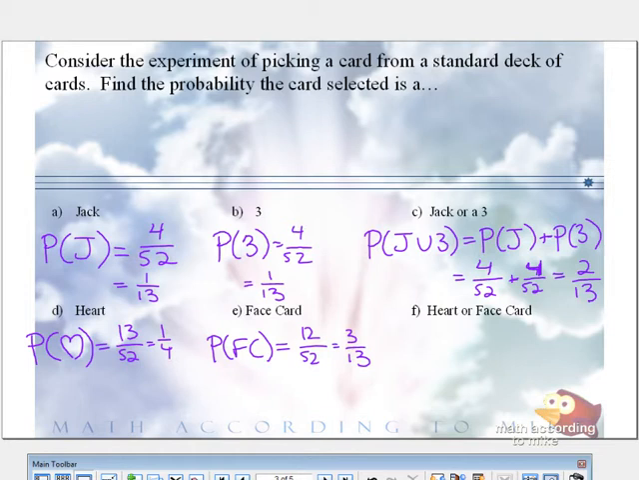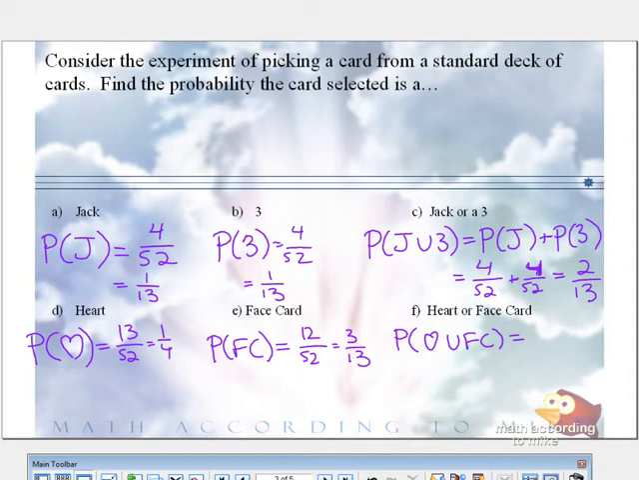All right. F, heart or face card. Well, how is F different from C? Because you can pick a heart and a face card. So we cannot just add the 13 and the 12 because we'd be double counting the cards that are hearts and face cards. So in this case, or does mean to add, but since they're not mutually exclusive, we have to subtract out the overlap. Otherwise, we're double counting. Just like what we did with our Venn diagrams. We subtracted out the overlap from both numbers.